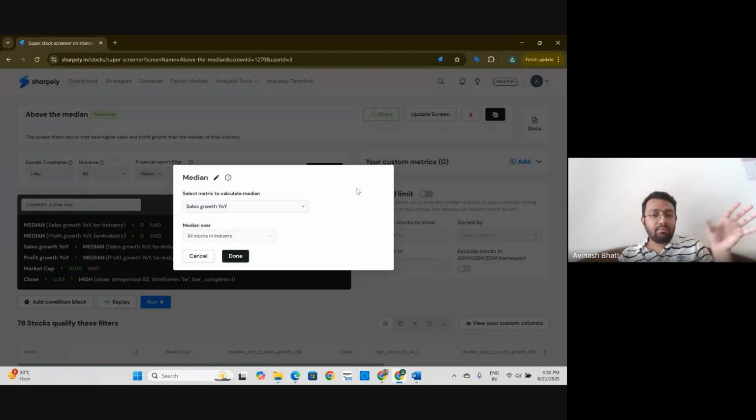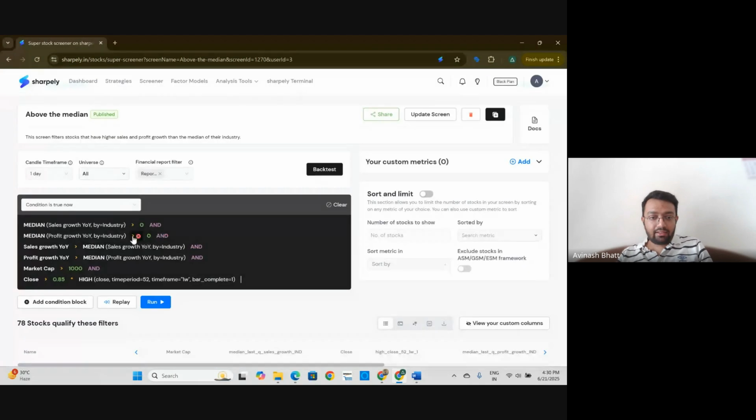So industry by industry, we are taking the median of the sales growth year on year of all the stocks. And then what we are writing here is that the median of the sales growth year on year should be greater than zero. So if the median is less than zero, that means the industry is not doing well. So we want to avoid those kind of stocks, right? So a median sales growth year on year should be greater than zero.